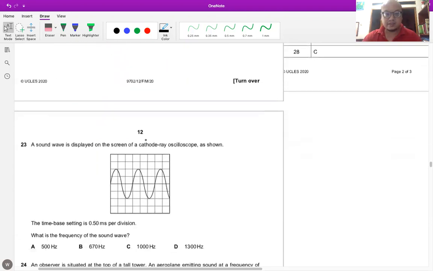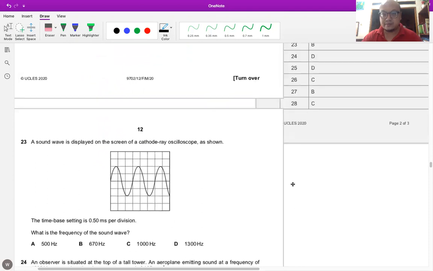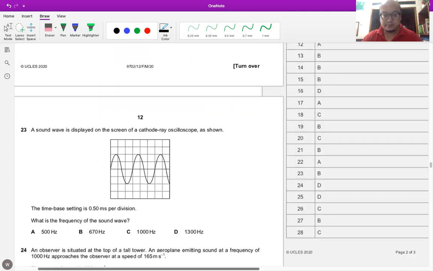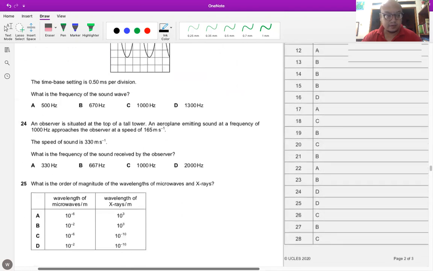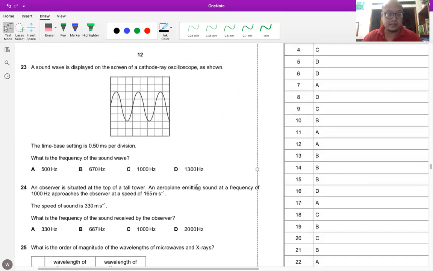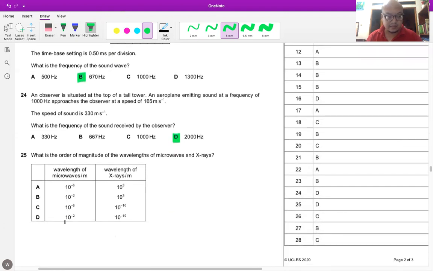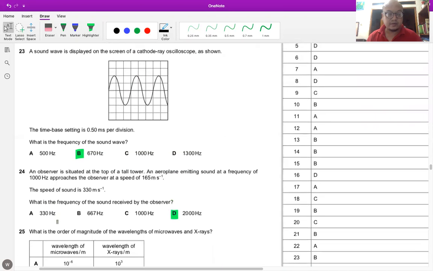Now question 23. Let me check, but I will scroll down to the answer key first. For 23, 24 and 25 the answers are B, D, D. I will highlight B, D and D first. Okay, now 23.